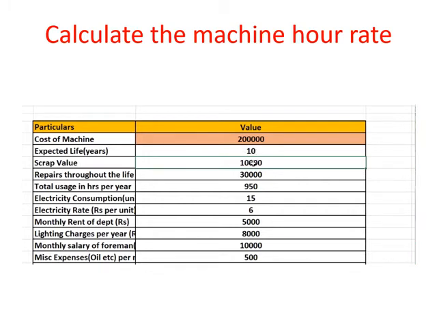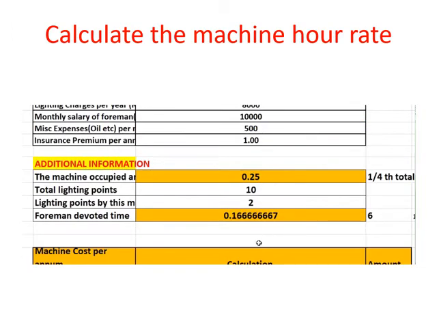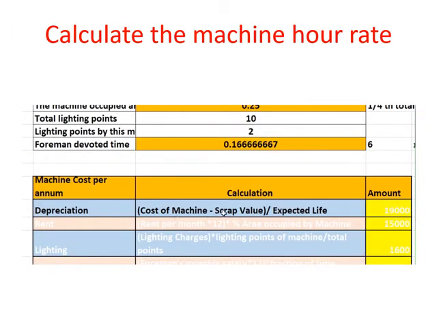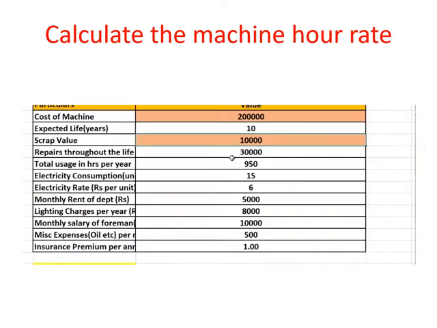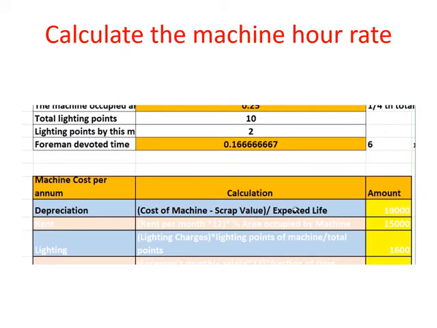After 10 years, this machine is sold outside as scrap. Scrap means the machine can't be used after 10 years, and after 10 years, the value of that machine is 10,000. So cost of the machine minus scrap value divided by expected life. Expected life is 10 years here. So this we are using to calculate the depreciation. The value you get on calculating is 19,000.